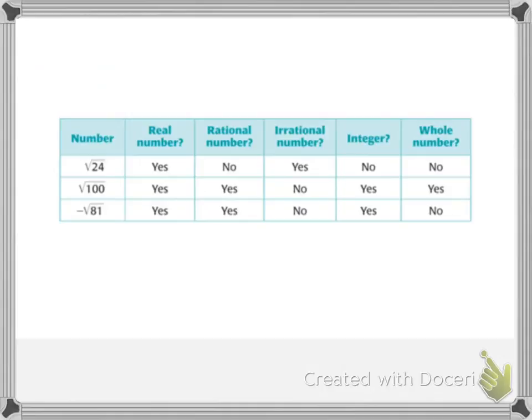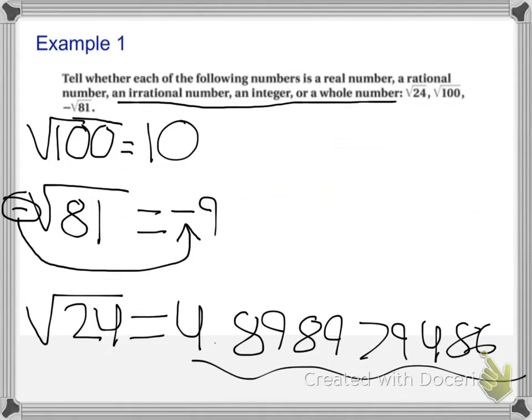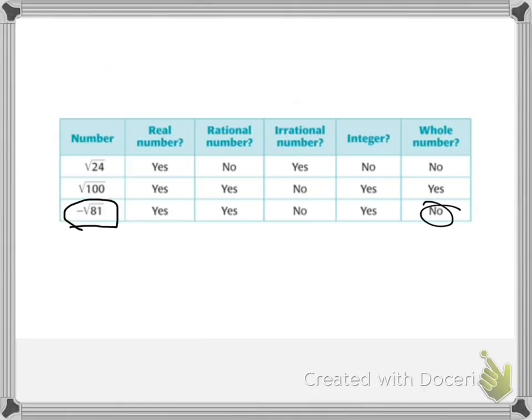You might think, since the square root of 81 right here, that it's a whole number, but it's really not because it's negative. You just gotta remember the negative.